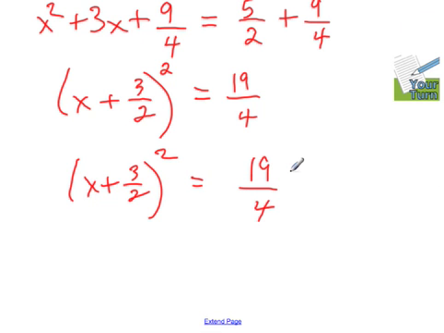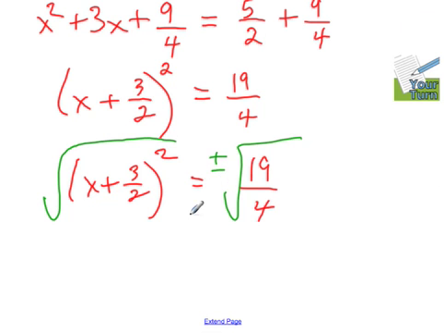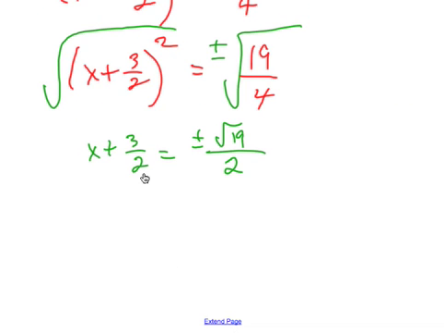So I'm going to square root this side and square root this side with a plus or minus. I don't know if I've forgotten that one yet. So this would be x plus 3 halves is equal to the square root. I'm going to break these up. The plus or minus square root of 19 over the square root of 4, which is 2. Now to solve for x, I'll move this to the other side, and I'll get the plus or minus square root of 19 over 2 minus 3 over 2.